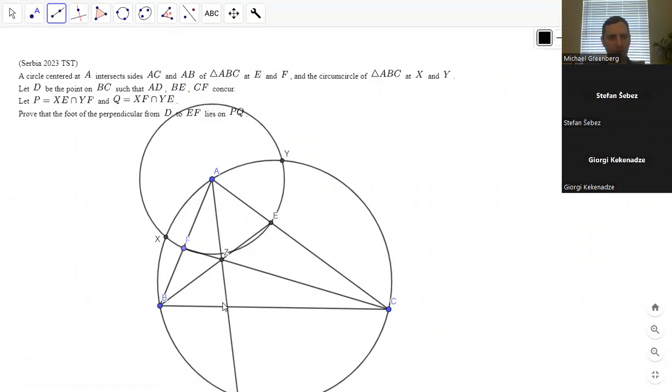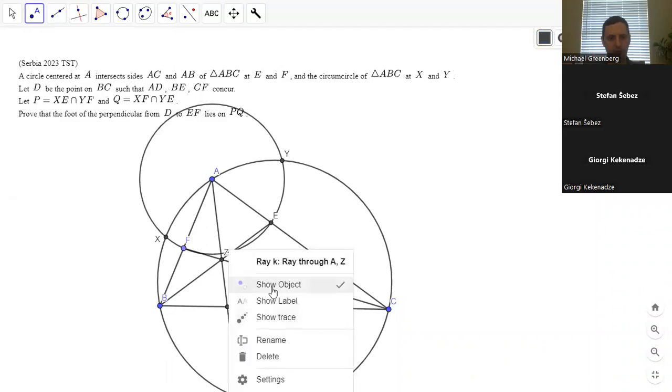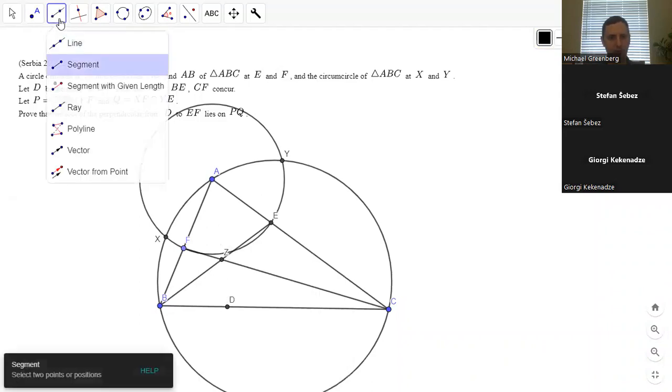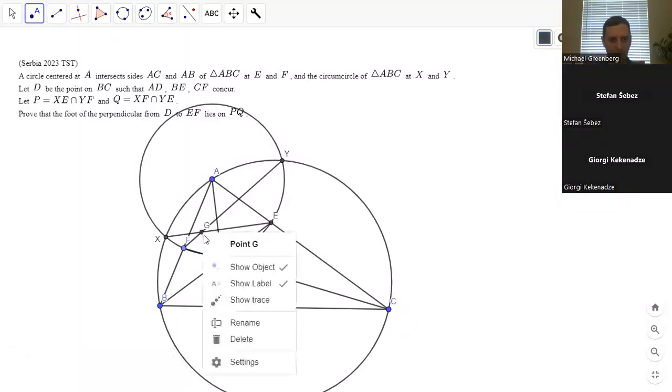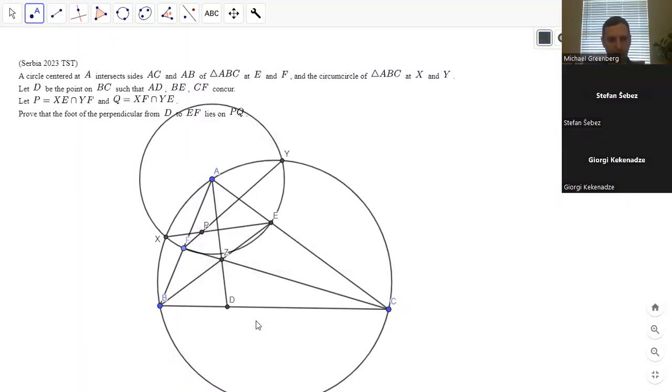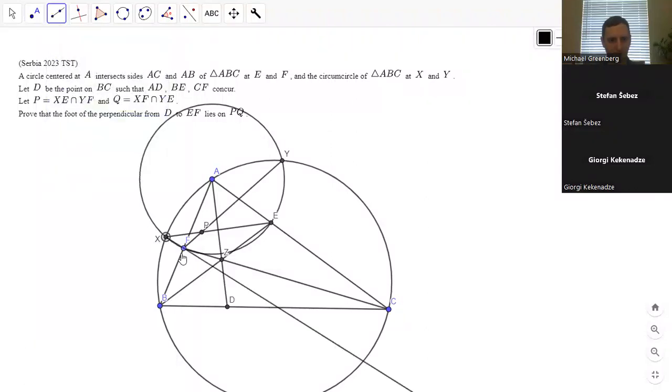And this point is D. P is where XE and YF intersect. And Q is where XF and YE intersect. So this is P. And then this would be Q.